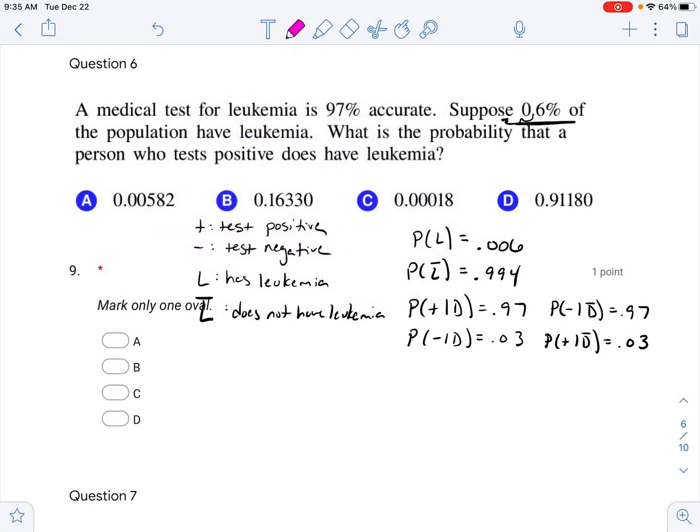Now ultimately we want to know: what is the probability that a person who tests positive does have leukemia? What's the probability the person actually has leukemia, given that the test came back positive? So we're looking for the probability of L given plus, the probability the person has leukemia given that they got a positive test result. First and foremost, this is a conditional probability. So we start with the conditional probability formula: P(L given plus) is the probability of L and plus divided by the probability of plus. In other words, the probability the person has leukemia and tests positive divided by the probability they tested positive.